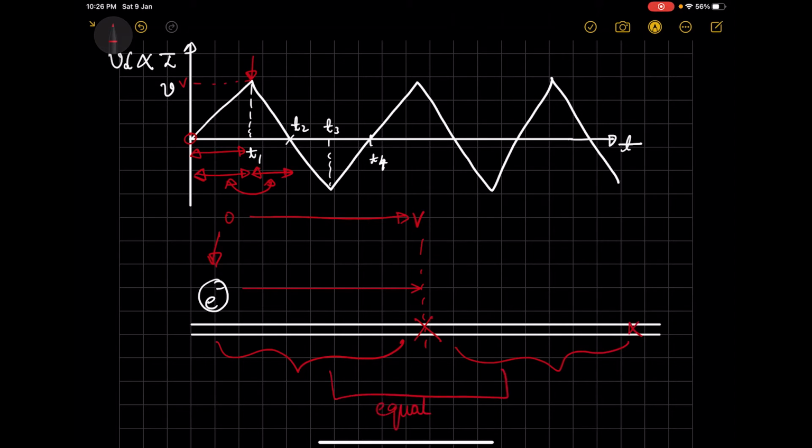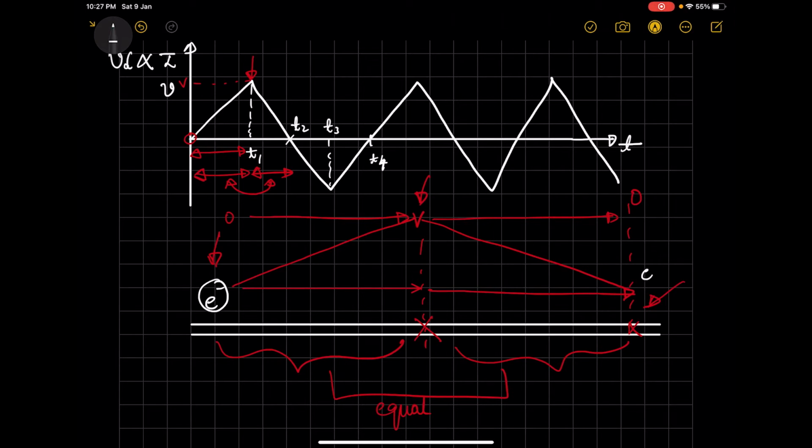But what is the change here? Electrons which were at velocity v will now start decreasing their velocity and still move in the same direction until they reach this point where the final velocity will become 0. If you visualize carefully, the electron will increase its speed until it reaches this point and then finally decrease its speed by the time it reaches this point.